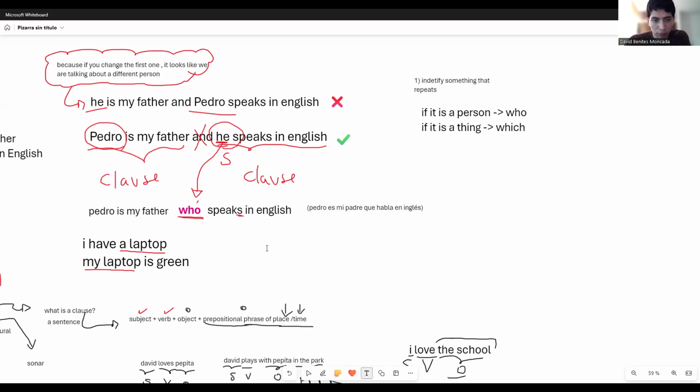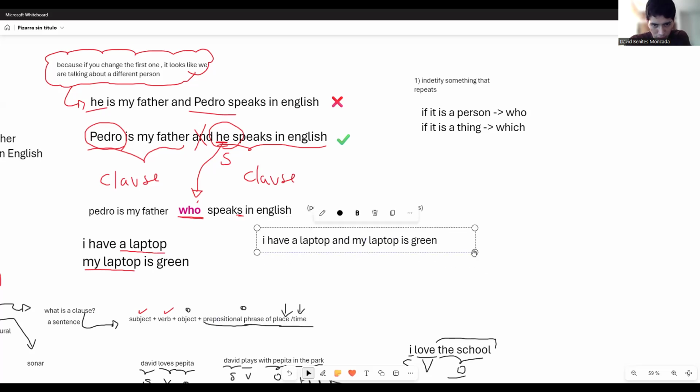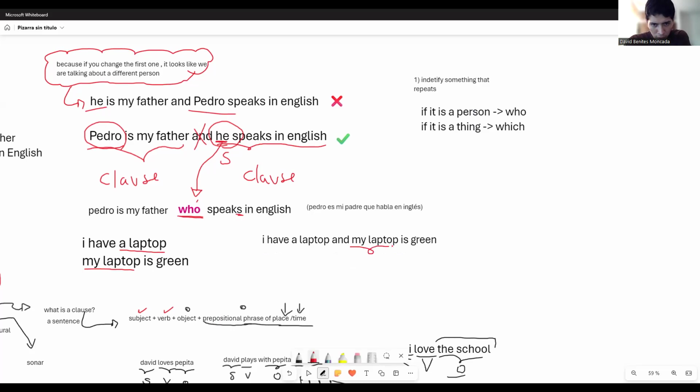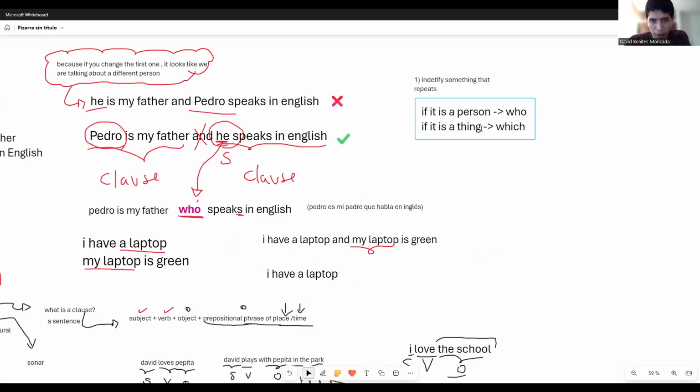So you say something like this. I have a laptop and my laptop is green. Carlos, repeat the second one. That's great, David. So look at this part. You say, I have a laptop. If it's a thing, what do we use? Which. I have a laptop which is green.